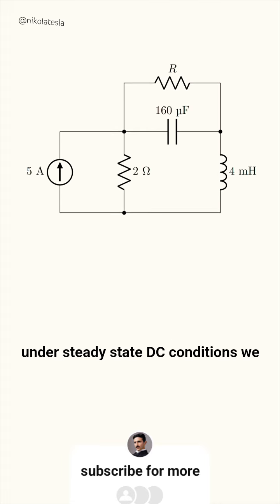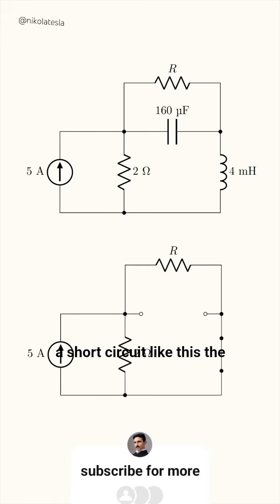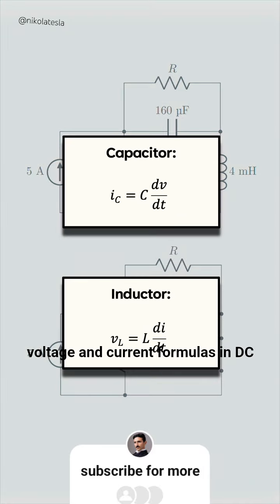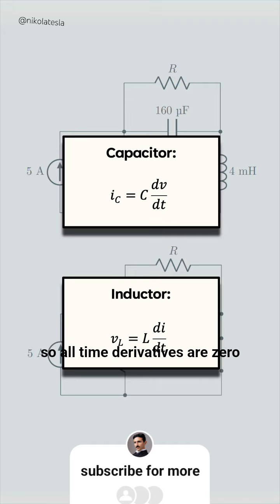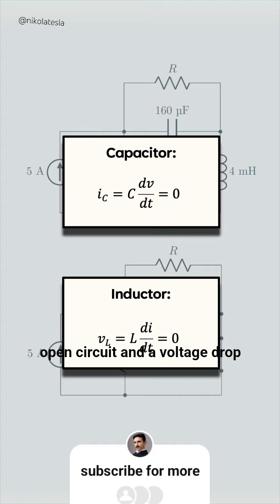Under steady-state DC conditions, we can replace the capacitor with an open circuit and the inductor with a short circuit, like this. The reason behind this comes from the voltage and current formulas. In DC conditions, currents and voltages are constant, so all time derivatives are zero. A current of zero is an open circuit, and a voltage drop of zero is a short circuit, and this explains the simplification we made.